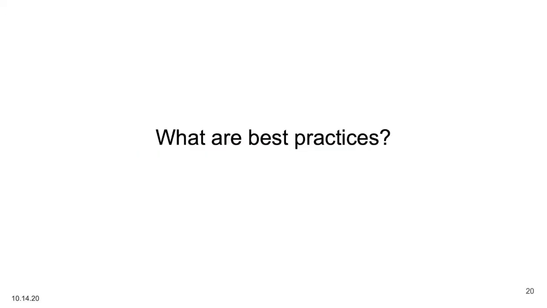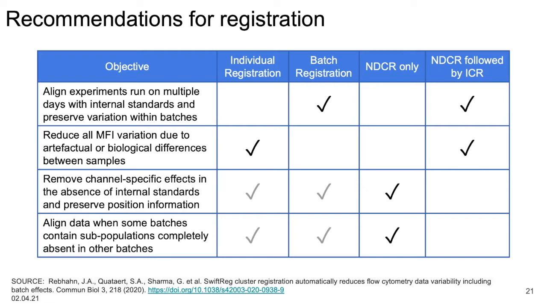What best practices do we recommend? Our recommendations address 4 different scenarios. In the first, if you want to align experiments run on multiple days and you have internal standards, then you'd want to preserve the variation within the batches using those internal standards. We recommend batch registration, and the method is NDCR followed by ICR. That means it's several rounds of neighbor-dependent cluster registration followed by a few rounds of independent cluster registration.